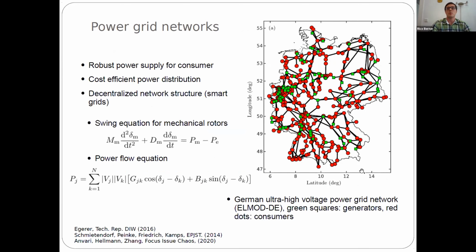The power grid network, for instance, have a look at the German ultra high power grid network, where you can find in green squares net generators. So they produce more power than they consume, or net consumers, so they consume more power than they produce. And this is actually the current power grid network of Germany.